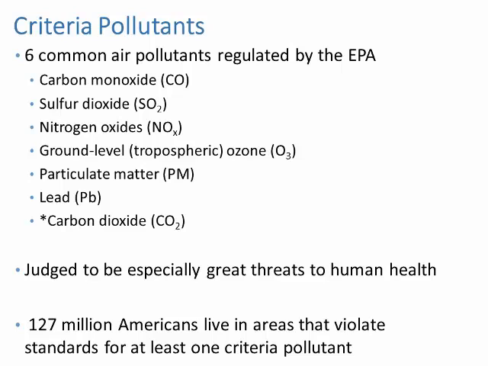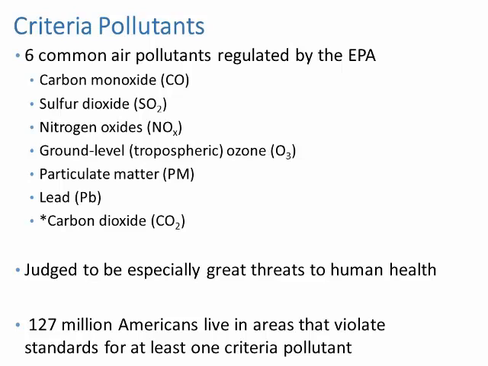Several of the previously listed compounds are considered criteria pollutants, which are pollutants that are regulated by the EPA. The 6 common air pollutants classified as criteria pollutants are carbon monoxide, sulfur dioxide, nitrogen oxides, ground-level ozone, also known as tropospheric ozone, particulate matter, and lead. The EPA sets standards for emissions of criteria pollutants called National Ambient Air Quality Standards, NAAQS.